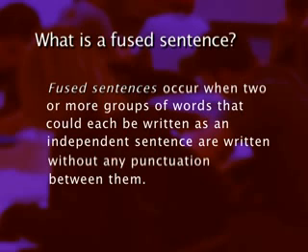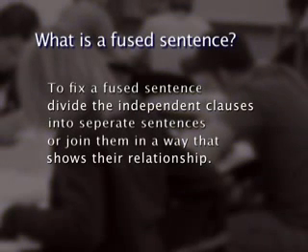Sometimes students get marked off for the problem of fused sentences. Fused sentences happen when two or more independent clauses that could each be written as separate sentences are written without any punctuation between them. There are a few ways you can fix a fused sentence. One is to divide the independent clauses into separate sentences. You could also find a way to join them in a way that shows their relationship. Let's look at some examples.